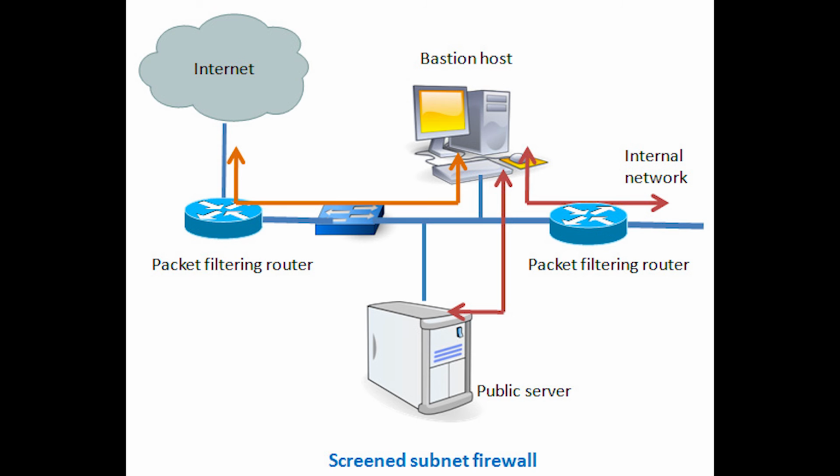Screened subnet firewalls. This is one of the most secured firewall configurations. In this configuration, two packet filtering routers are used and the bastion host is positioned in between the two routers. In a typical sense, both the internal and the external users have access to the screened subnet, but the traffic flow between the two subnets, one from the bastion host to the internal network and the other one the subnetwork between the two routers, is blocked.